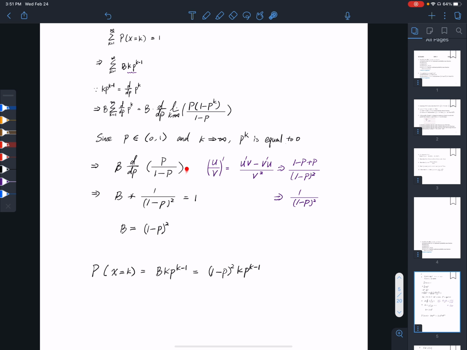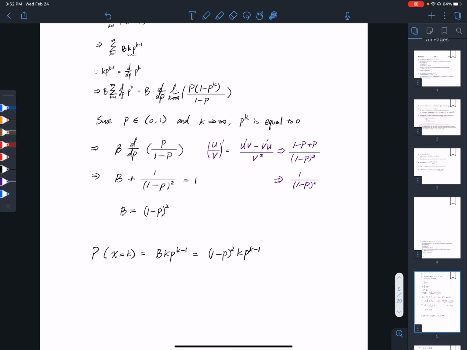So here we need to do the derivative of a division. We first take the derivative of p times 1 minus p, minus the derivative of 1 minus p times p. So we got the final result: 1 over 1 minus p to the power 2.